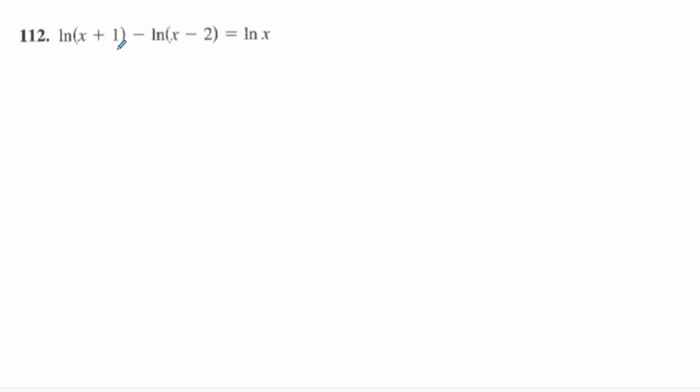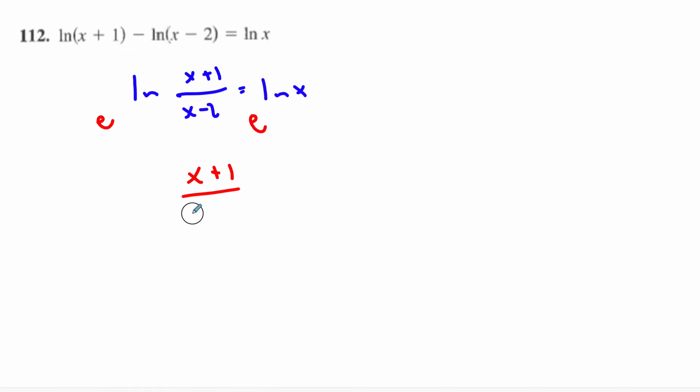Same idea. We want to combine these first. Oops, I did it wrong. Why did I do it wrong? Because I'm subtracting. So that should be the natural log of x plus 1 divided by x minus 2. Now don't panic, this isn't going to be as bad as you might think. Now I've got the natural logs by themselves on both sides, exponentiate base e, so I get x plus 1 over x minus 2 equals x.